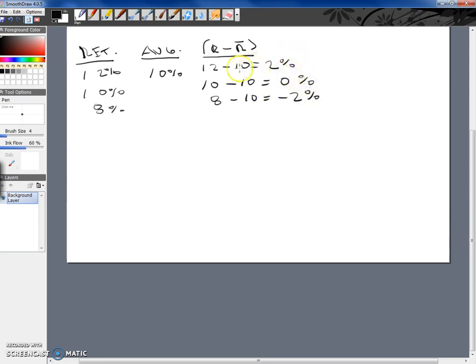Okay, so we have the deviations now. Now we need to calculate the squared deviations. R minus R bar squared. So what are the squared deviations? The square of 2 is 4. The square of 0 is 0. The square of negative 2 is also 4. That gives you the squared deviations.